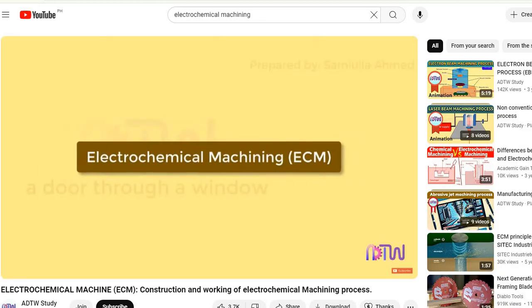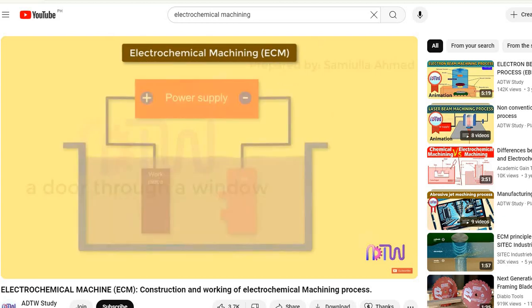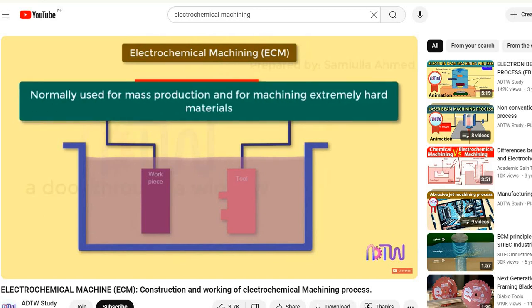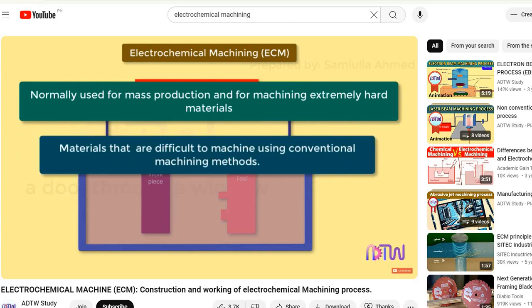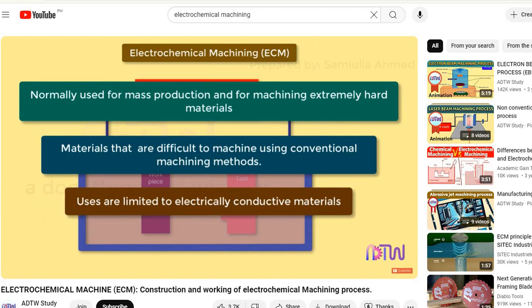Electrochemical machining process. Electrochemical machining, or ECM, is a method of removing metal by an electrochemical process. It is normally used for mass production, and is used for machining extremely hard materials, or materials that are difficult to machine using conventional methods. Its use is limited to electrically conductive materials.